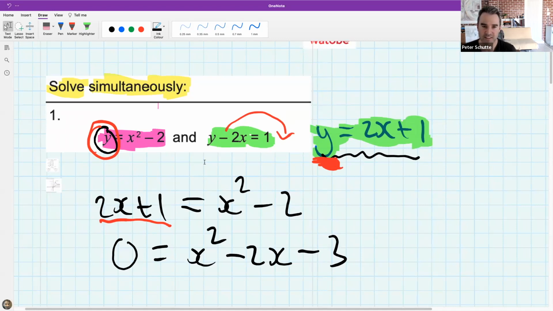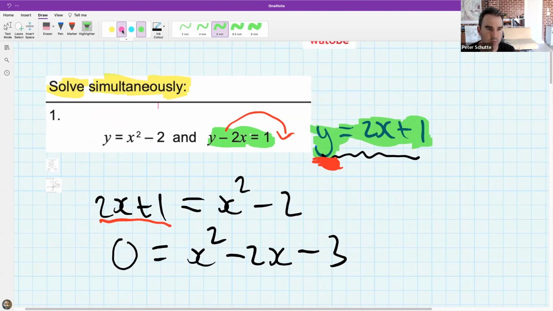So when we say solve two equations simultaneously, what we mean is if we had a graphical picture, where the two graphs, the pink and the green graph, meet. So that's the visual interpretation. But in terms of algebra, we're saying what x and y value will make both the pink equation and the green equation true at the same time. So that's what we're trying to find.